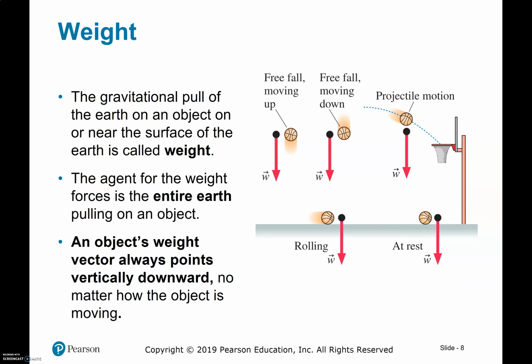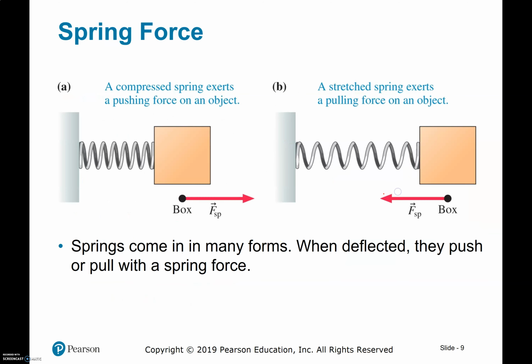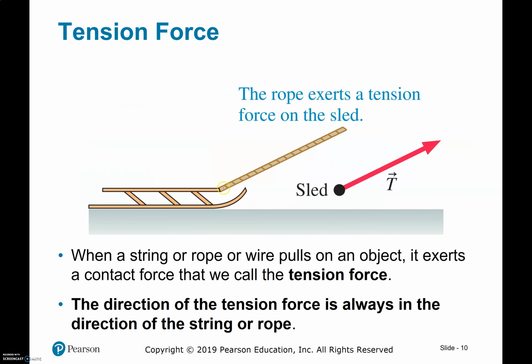So let's look at some common forces. We have weight. Weight is the force due to the attraction from the entire Earth on an object. So the weight always pushes down, and we represent that with the letter W. We have spring forces. We have objects connected to springs, and then they move back and forth. These are spring forces. We have tension forces when we have ropes and strings. Then we say the force is a tension, and we use the letter T to represent those forces.